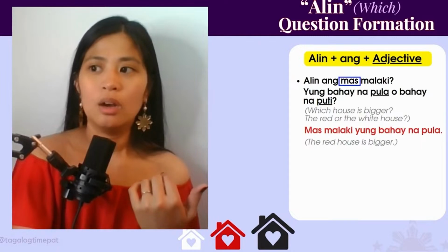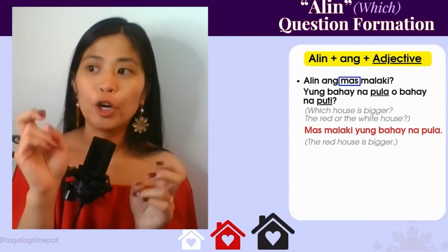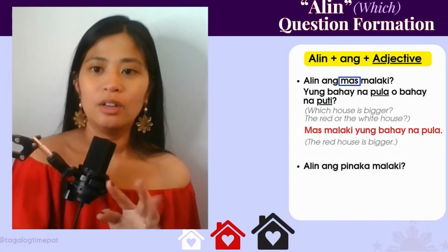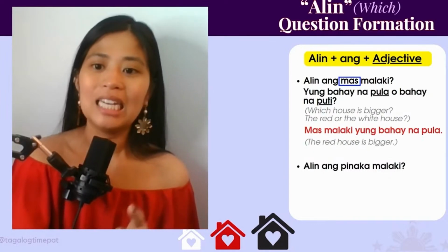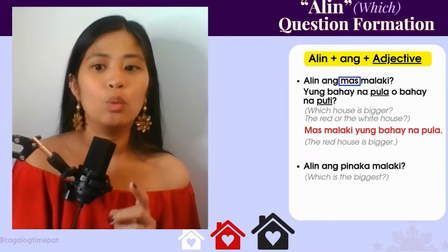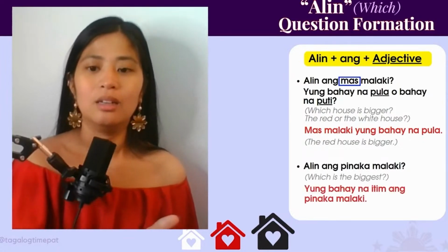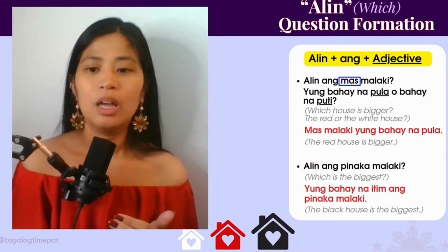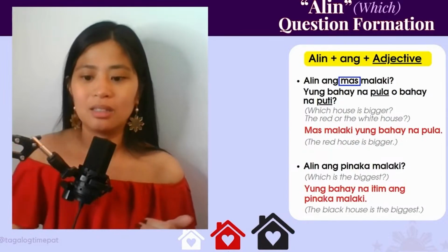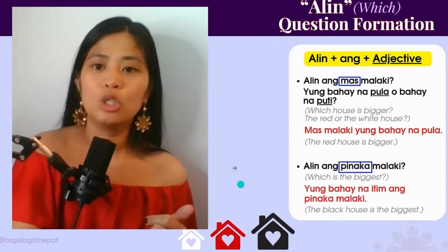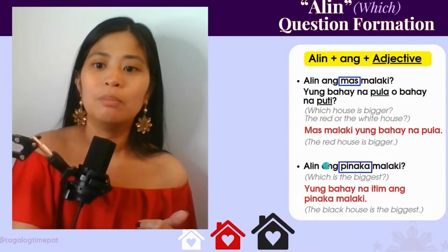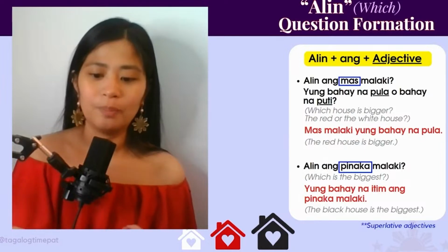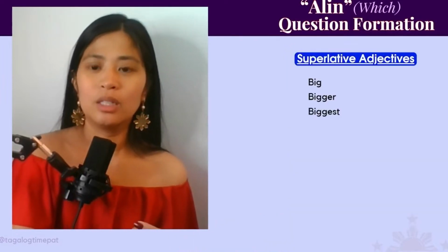Mas means more, or it's like the part of an adjective. Here's another way to describe an adjective. Alin ang pinakamalaki? Which is the biggest? Yung bahay na itim ang pinakamalaki. The black house is the biggest. So I just want to point out these two words, mas and pinaka. Those are called superlative adjectives. So let's take a look at those a little bit more.